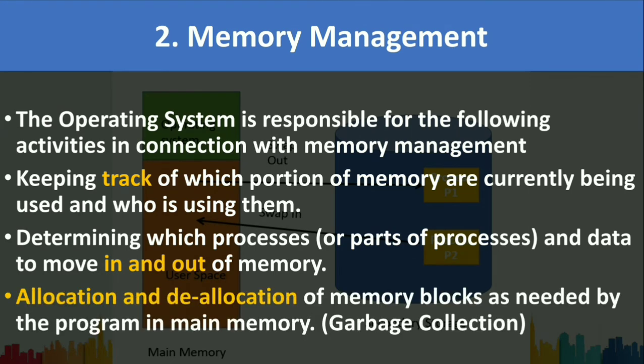And finally, allocation and deallocation of memory blocks that are needed by the program in main memory is decided by operating system. So which part of the memory should be allocated and which part of the memory should be deallocated, everything is decided by operating system. Allocation means we are going to give space for data to store data. Deallocation means a memory space will have certain data that will be freed. The data will be erased and the memory will be freed.